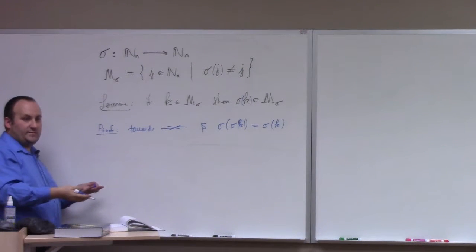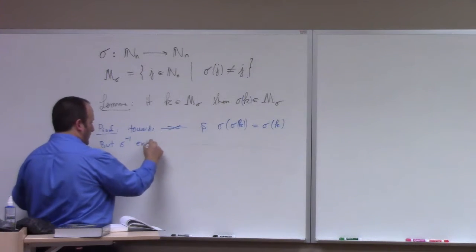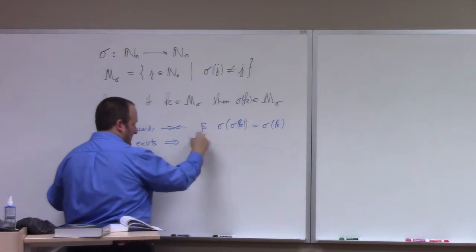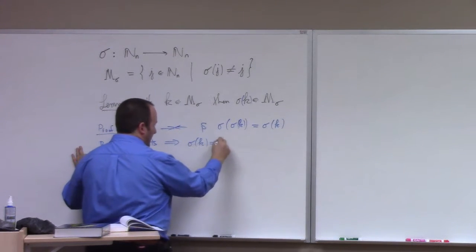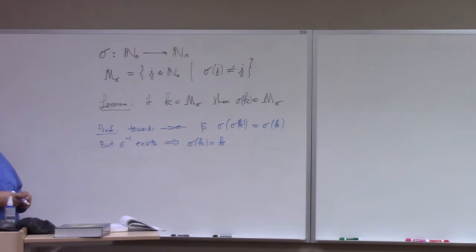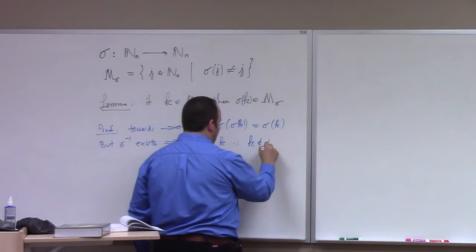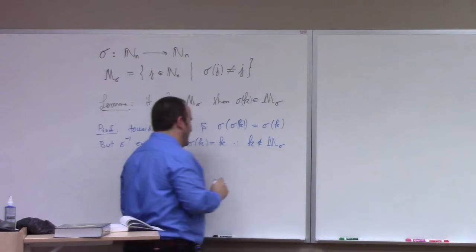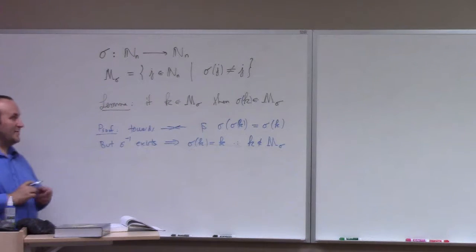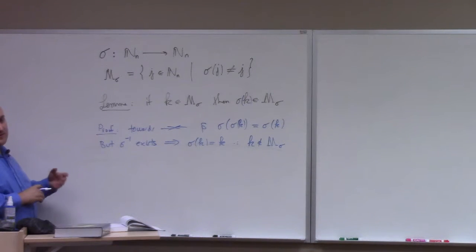But sigma is a bijection, right? So that says that sigma of k is equal to k by the one-to-one property, or just by operating the inverse on both sides. Oh no, therefore k is not an element of the set moved by sigma, right? It's a fixed point of sigma, which contradicts it not being a fixed point of sigma. So whatever point gets moved, the permutation of the point also gets moved.